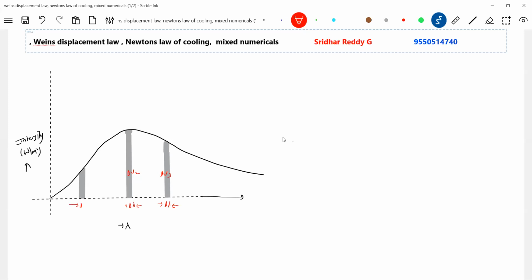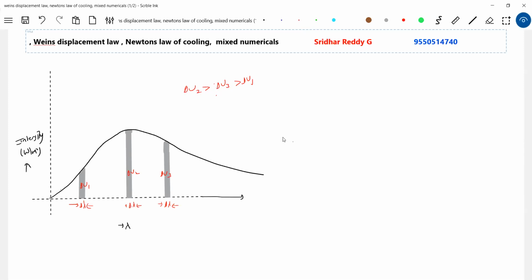This is delta lambda, the energy in between this one. All are having the same bandwidth. The region delta lambda, I'm going to take it to be the same. Then in which region will the energy confined be more? I think we are very sure that the area under the curve will give the total energy radiated. So delta U2 will be greater than delta U3, greater than delta U1.